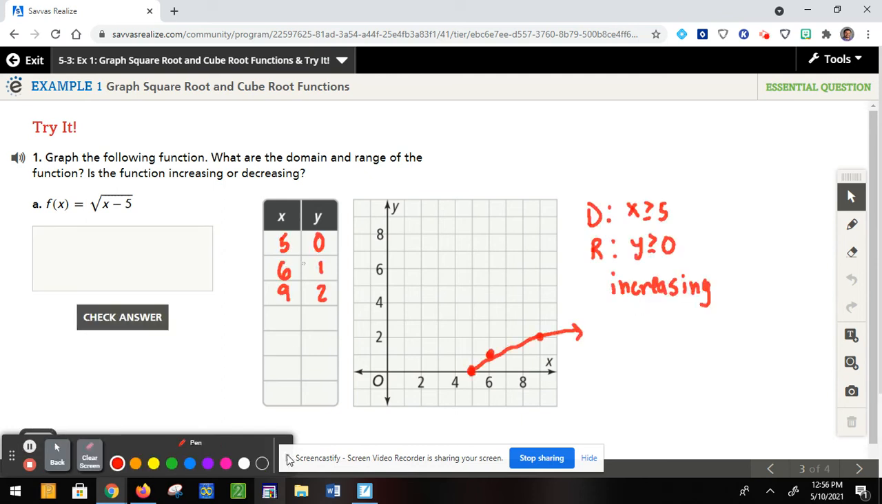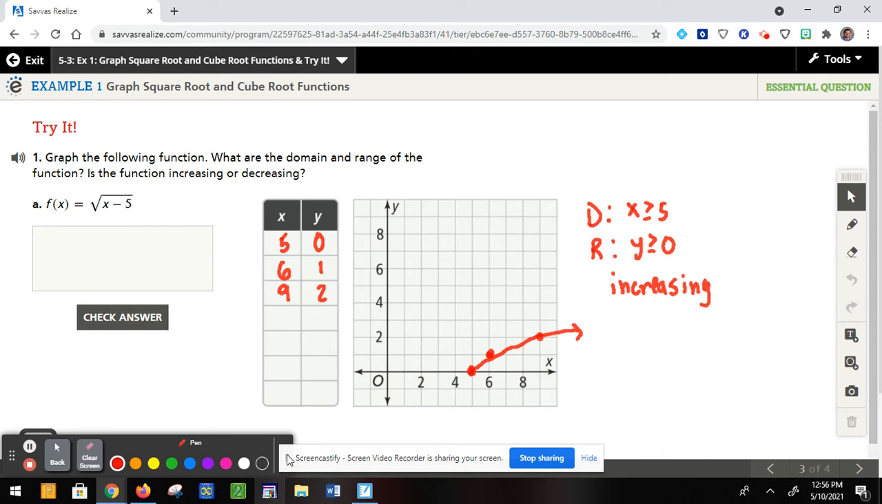All right, I picked these 3 points. The reason why I started with an x value of 5 is because the expression under the radical is x minus 5, and it can't be negative. So 5 would be the smallest value of x that I could try. So 5 minus 5 is 0, square root of 0 is 0. 6 minus 5 is 1, square root of 1 is 1.